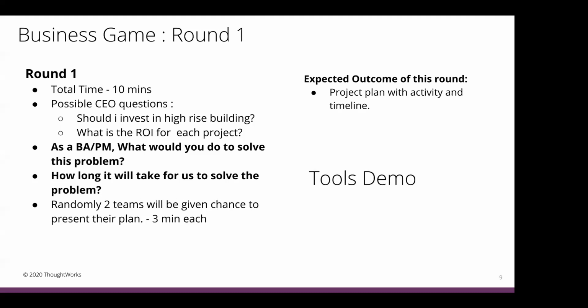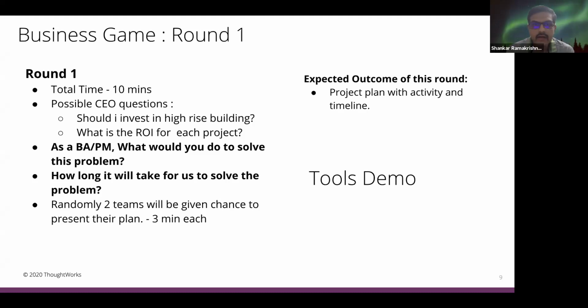Yes, the expected outcome will be a project plan and activities and timelines. And if you want, you can also include a resource plan as well. How many people you want, what all their roles are. You can explain all those things. Does this make sense to you all? We want to understand if you have any questions or clarifications that you need.